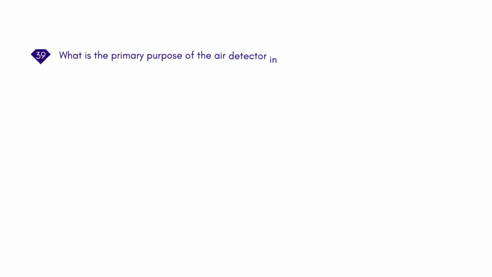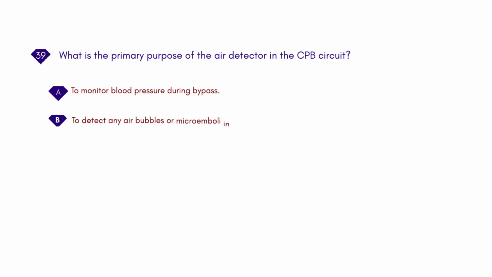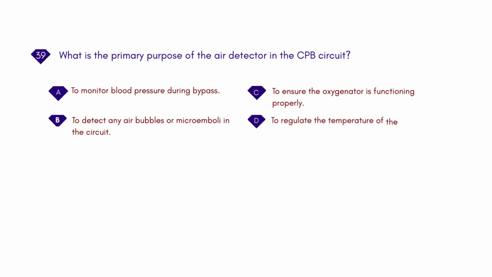What is the primary purpose of the air detector in the CPB circuit? A. To monitor blood pressure during bypass. B. To detect any air bubbles or microemboli in the circuit. C. To ensure the oxygenator is functioning properly. D. To regulate the temperature of the blood.